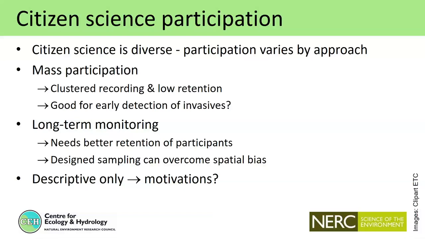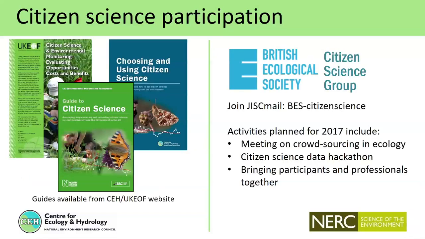And so that's the summary. But I think the thing about this is understanding that if you're going for mass participation, it's not allowing the potential bias and the spatial bias to work in your favour. So to look at that for particular questions, which might be early detection of invasives within cities and things like that. Longer term monitoring needs different sorts of approaches in order to be more effective. And trying to understand human motivations is important as well.